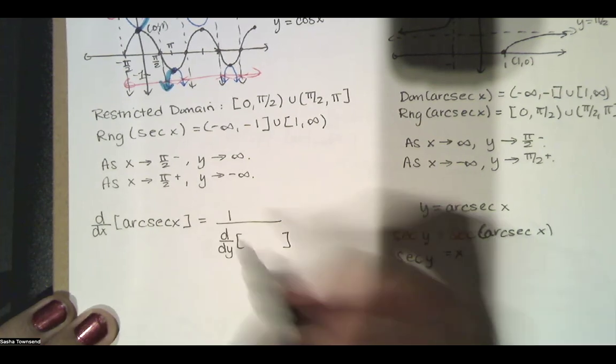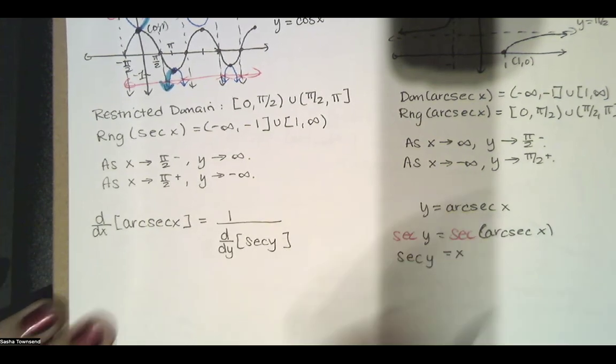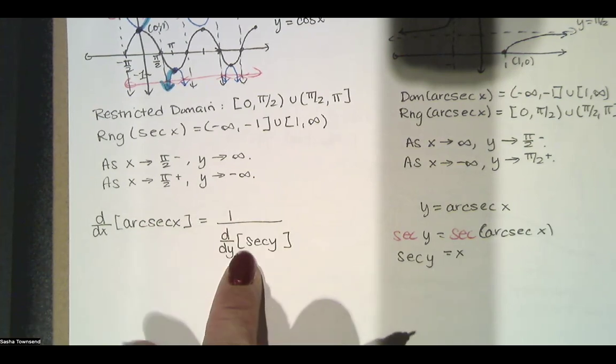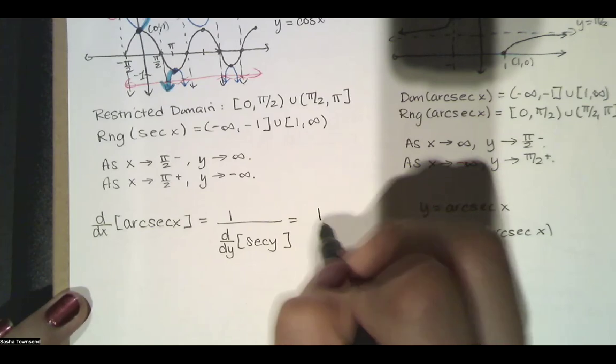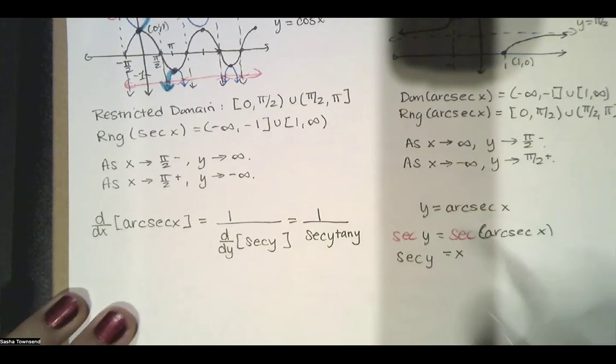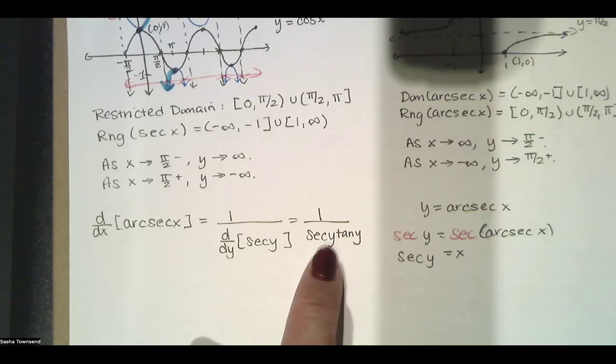And x is a function of y is secant of y. Those are the same set of points. The derivative of y with respect to x is 1 over the derivative of x with respect to y. Say, okay, well, what's the derivative of secant of y? It's secant of y times tangent of y.